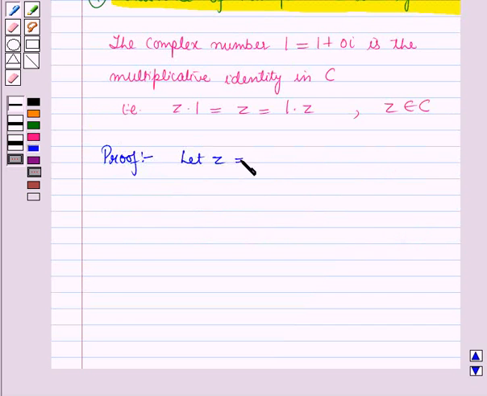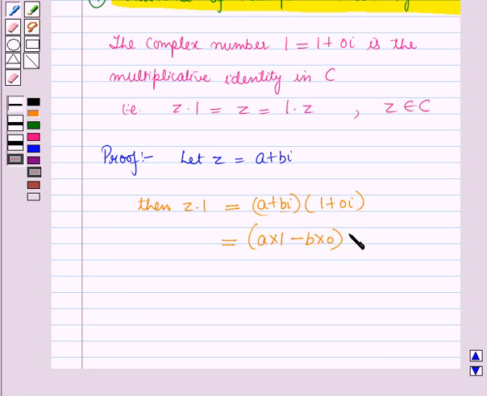Now let Z is equal to A plus B iota, that is the complex number Z is equal to A plus B iota, where A and B are real numbers. Then Z into 1, that is A plus B iota the whole into 1 plus 0 iota will be equal to A into 1, and here B iota into 0 iota will be equal to B into 0 into iota square, and iota square is minus 1, so it will be minus B into 0 the whole plus A into 0 plus 1 into B the whole into iota.